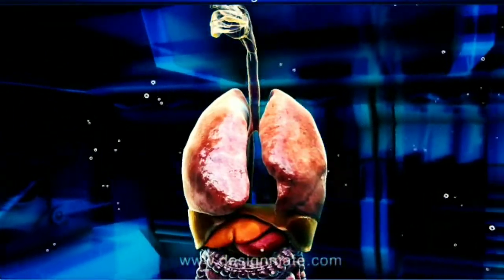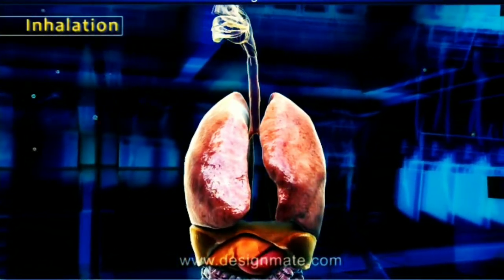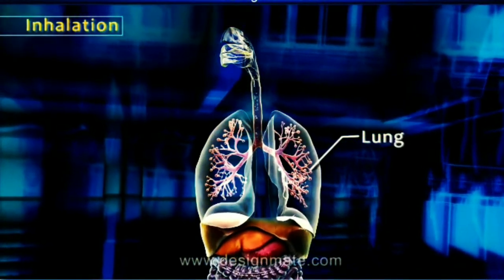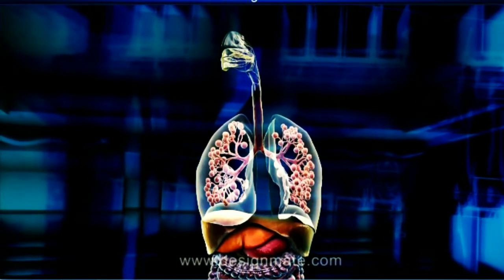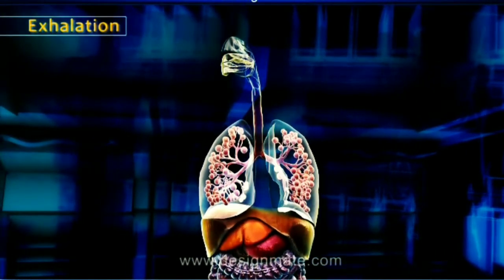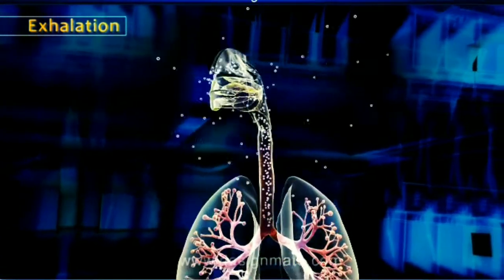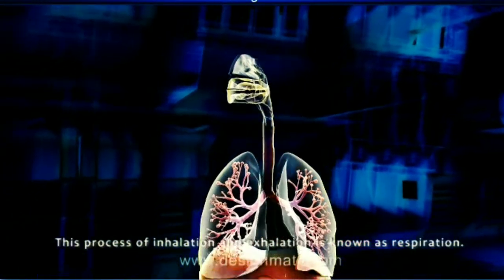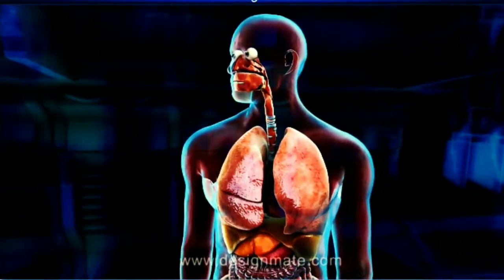So the process of breathing in air rich in oxygen is called inhalation. After the contraction of the muscular diaphragm, the lungs expand and the air rushes in, resulting in the inflation of alveoli. During exhalation, the diaphragm moves up and the lungs contract. Thus the alveoli deflate, causing the air to be forced out. This exhaled air is rich in carbon dioxide. This process of inhalation and exhalation is known as respiration, which is approximately 20 times per minute.